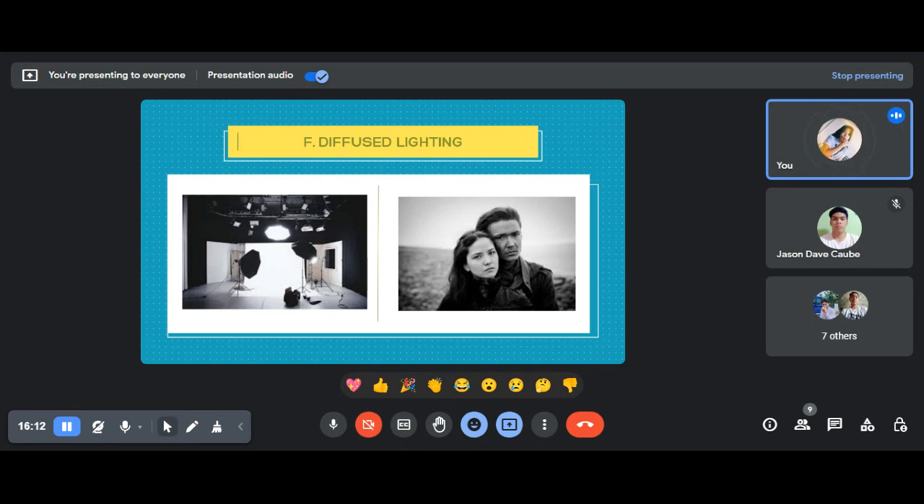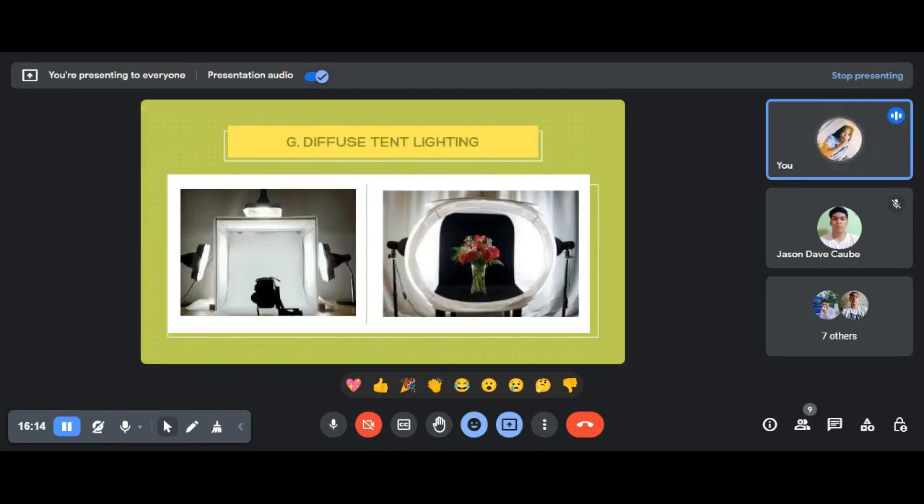And lastly, diffuse tent lighting. Diffuse tent lighting can be very important in forensic photography, particularly when photographing evidence such as firearms, tools, or other objects with reflective surfaces. The use of a diffuse tent can help to eliminate unwanted reflections and shadows, which can make it difficult to see details in the subject.